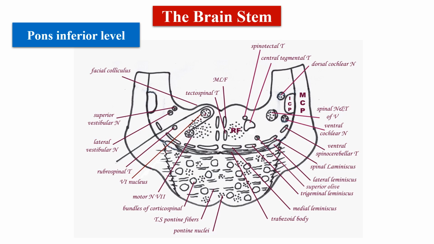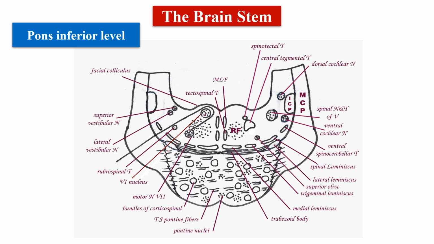Okay, let's discuss the 3 levels of the pons. Pons is arranged into 3 levels, which are superior level, middle level, and inferior level. From below to above, okay, pons inferior level, we will discuss it at first. Here we can see the pons at the inferior level. What are the characteristic features? The same features of the pons. Anterior part, basal pons, containing what? Containing bundles of corticospinal, transverse pontine fibers, and pontine nuclei.